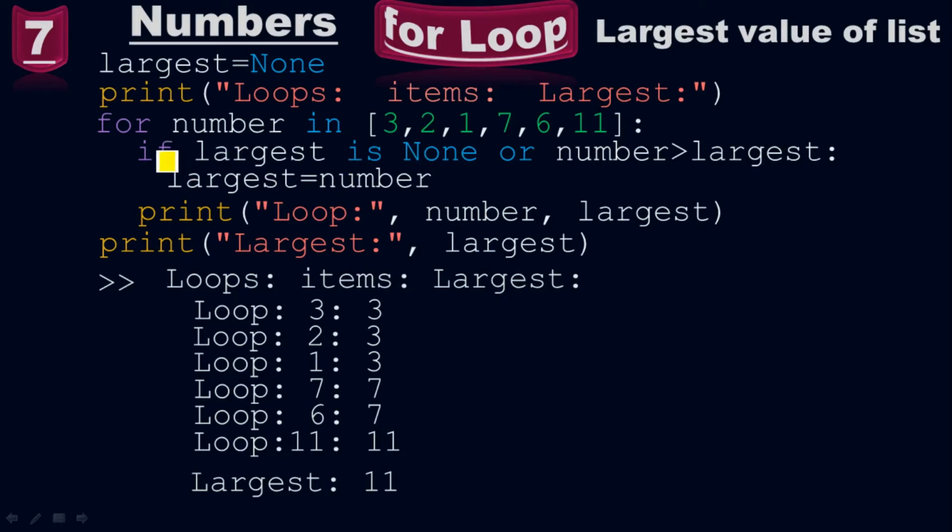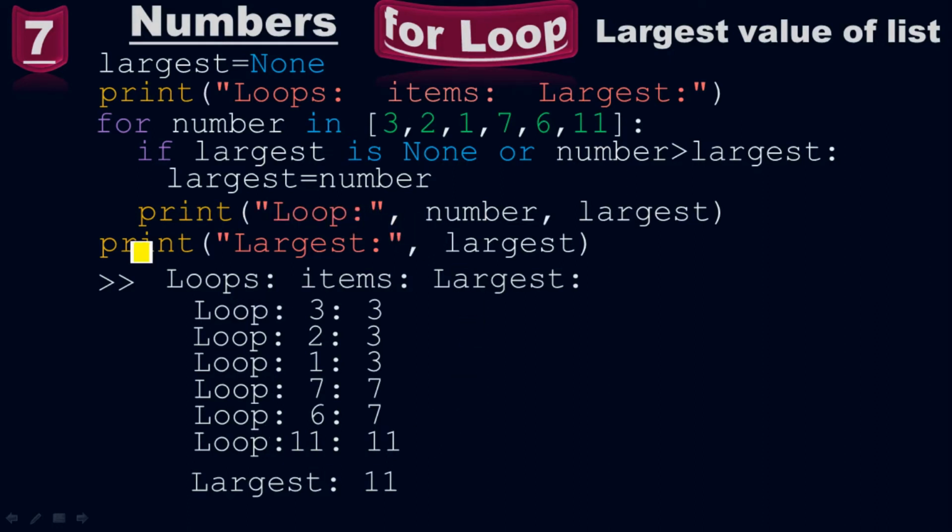Now, under this if statement, we have again a print statement. We put the print statement like loops, comma, numbers, comma, largest. Loop is this, loop with the colons, and the numbers, these are numbers 3, 2, 1, 7, 6, 11, comma largest. These are the largest values. So this part is because of this representation, this print function.